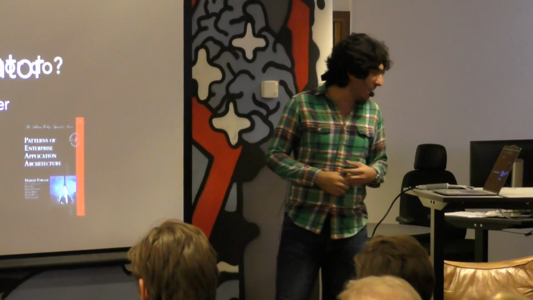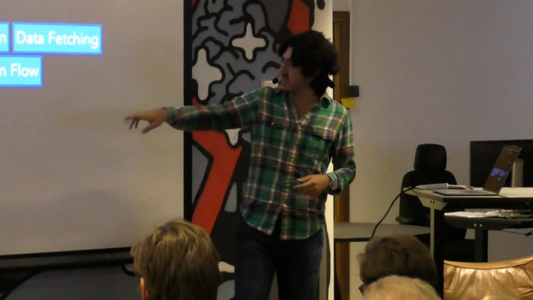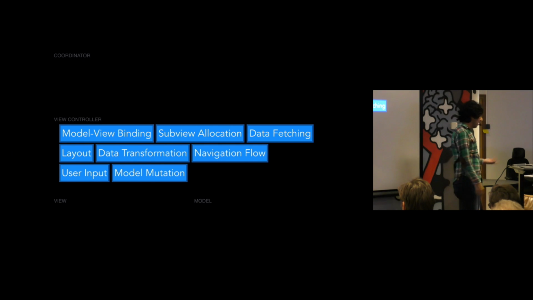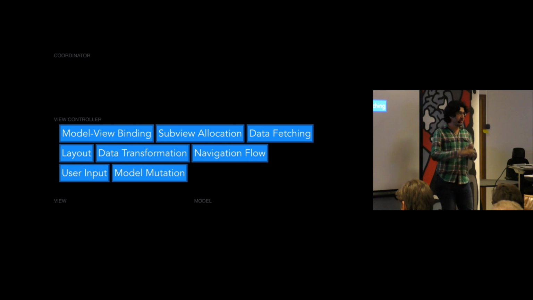So we have to talk about what responsibilities a coordinator takes from the view controller. We had this thing from earlier. We've got some sections now: a section for the model, a section for the view, and a section up there for the coordinator. We're going to go through these and pick where they need to go. There's animation. It might tear. We'll see what happens.